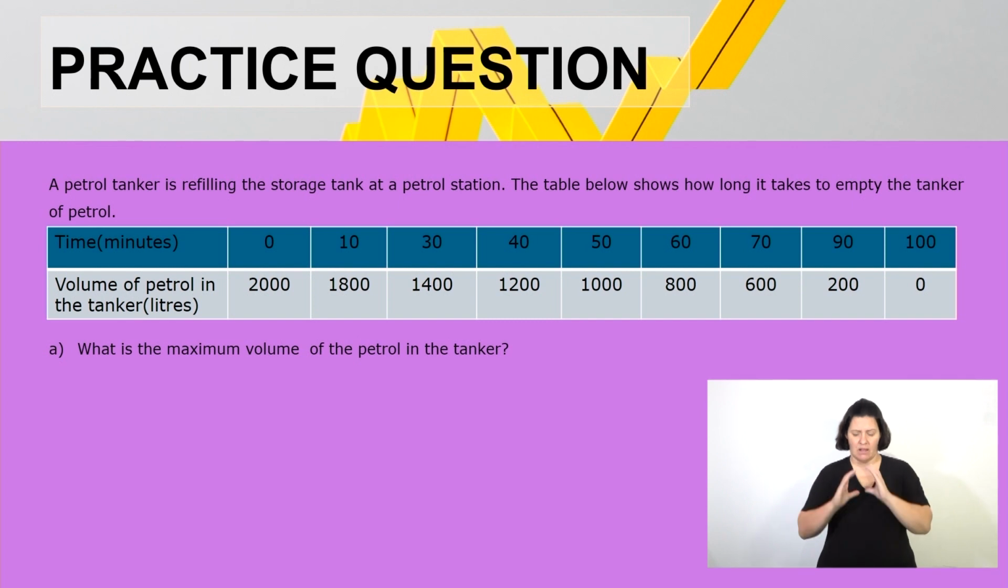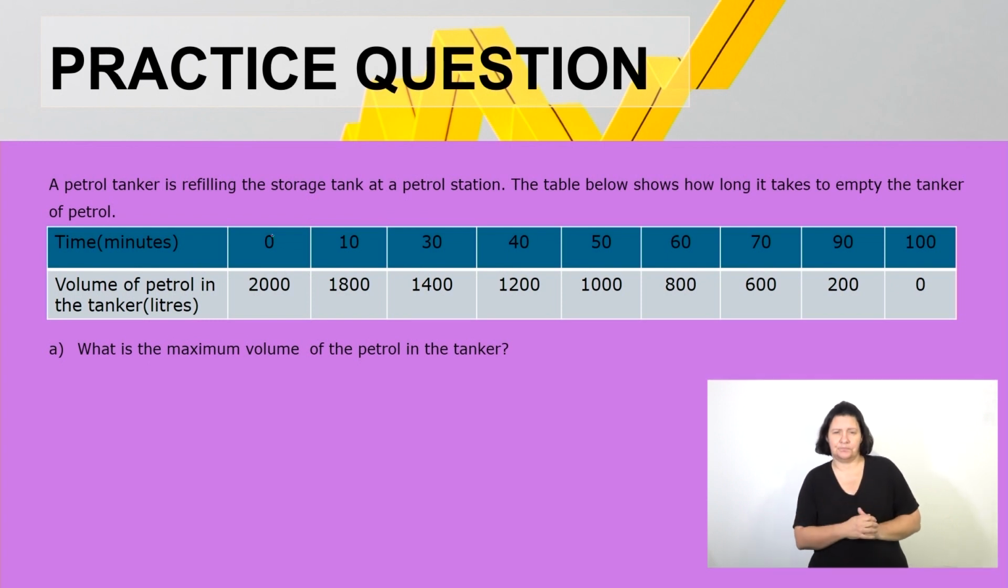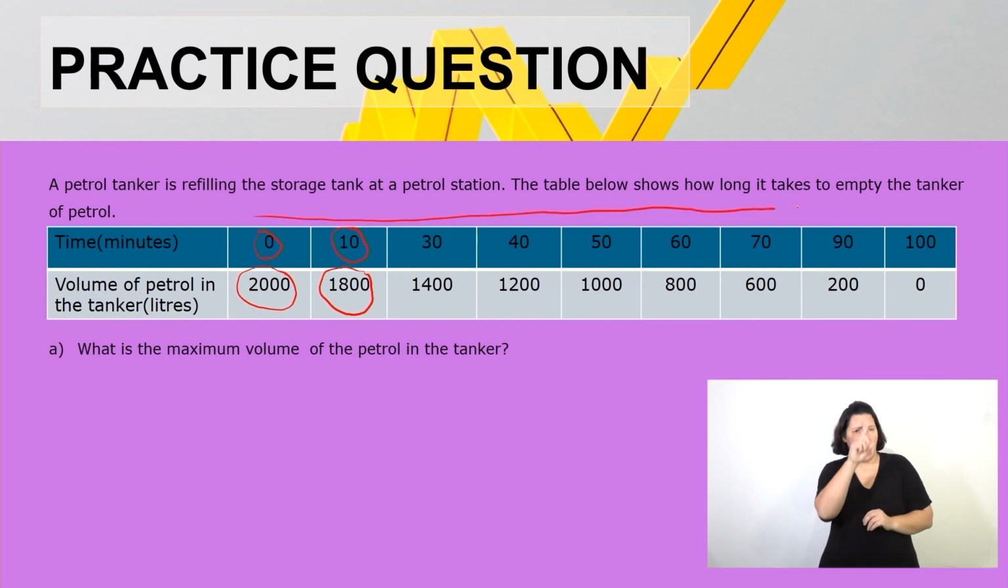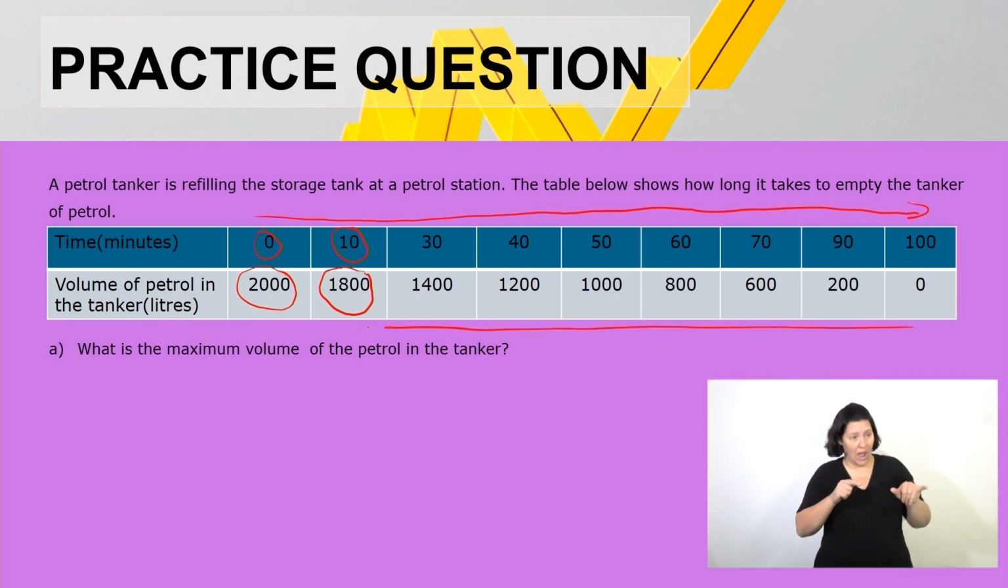A petrol tanker is refilling the storage tank at the petrol station. The table below shows how long it takes to empty the tanker of petrol. Let's make sense here. They haven't started to empty the tanker, and then the liters in the tanker were 2,000. And then in the next 10 minutes, the liters had already decreased to 1,800. However, you can see that the values in the x-axis, our independent variable, are increasing, whereas the values here are decreasing. You already know the relationship.